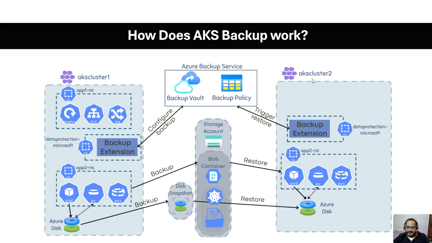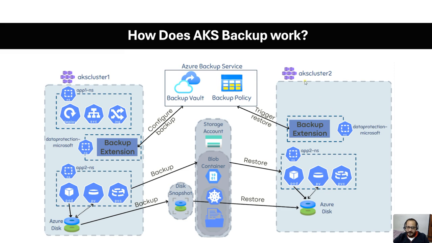In AKS cluster 2 we have only one namespace, which is app2-namespace. We want to take a backup of this particular namespace, and we don't want to take a backup of the other namespace. In the case of any event like accidental data loss or any kind of disaster, this namespace will be backed up in the storage account. So we can directly restore this namespace, or a future namespace as well, in this AKS cluster.